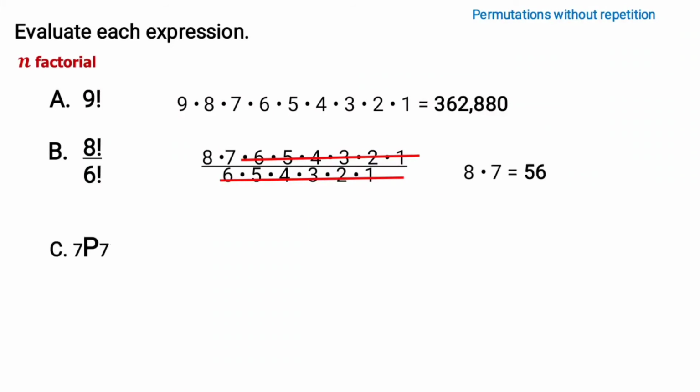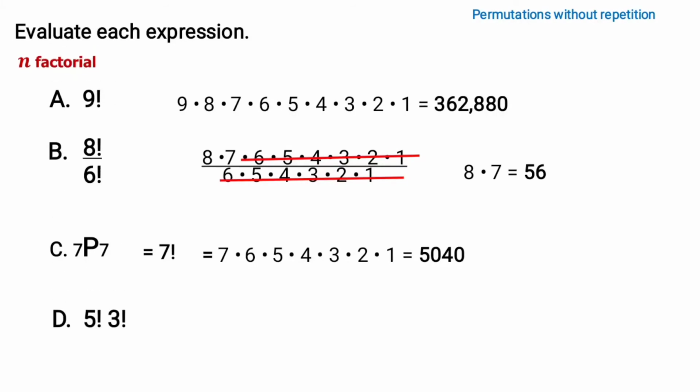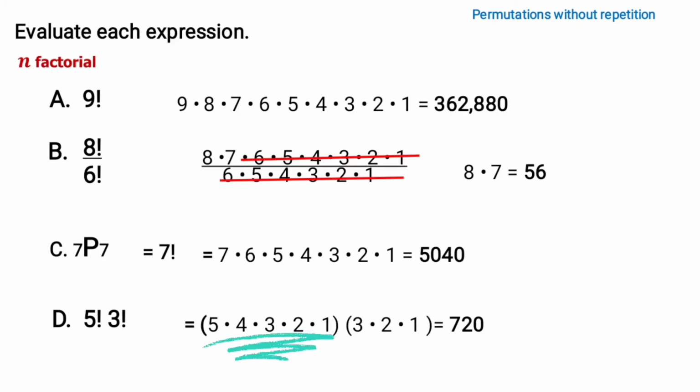Letter C, 7p7. This can be written as 7 factorial. Kaya 7 times 6 times 5 times 4 times 3 times 2 times 1 is equal to 5040. For the last letter, 5 factorial times 3 factorial. Let's expand the two given. For 5 factorial, we have 5 times 4 times 3 times 2 times 1. And for 3 factorial, we have 3 times 2 times 1. That is equal to 720.